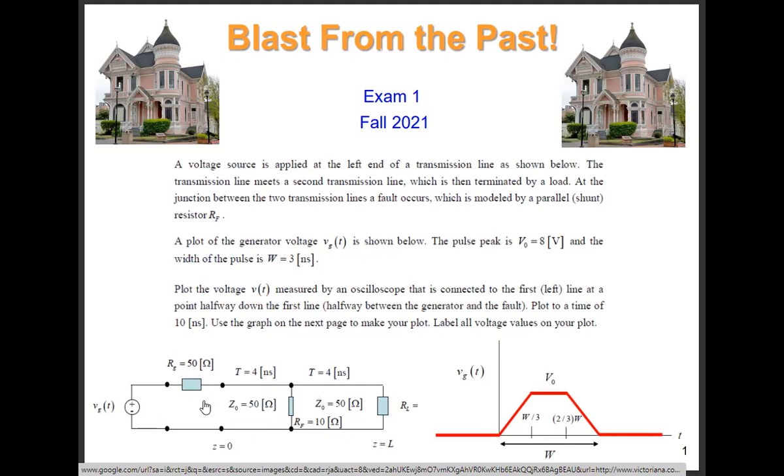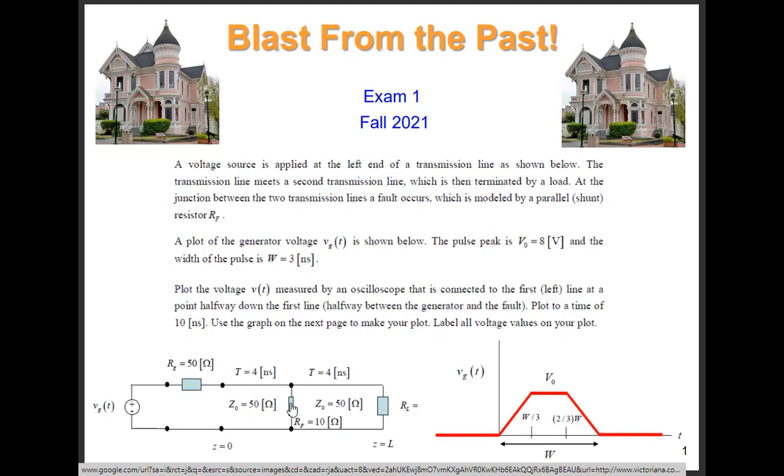Now, the answer is on the next page, but let me maybe ask you first. Let's say you're on line 1 here, the signal's coming down from the generator, getting ready to hit this fault resistor. What kind of resistive load do you think that incident waveform is going to see when it hits this junction, this fault here? Any guesses?